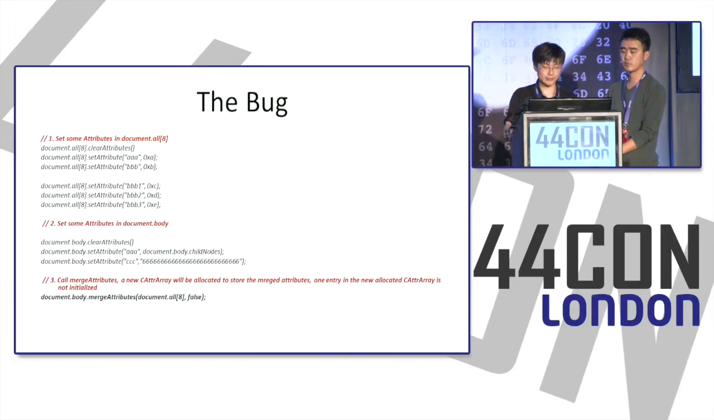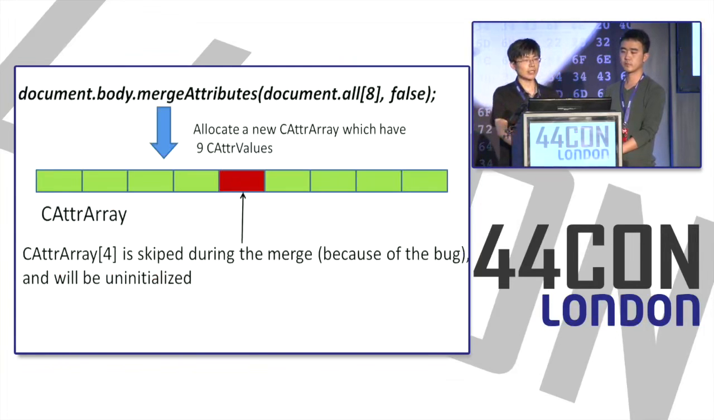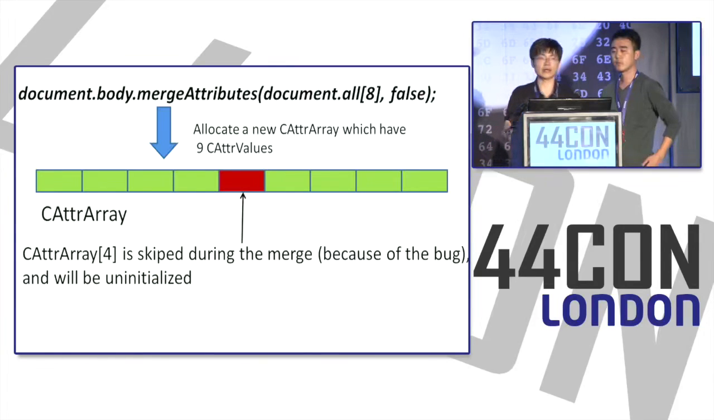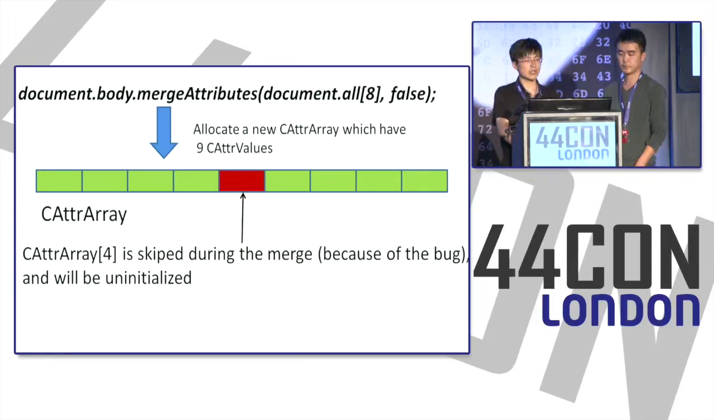So the bug exists in the implementation of the mergeAttributes API. You can see in our POC, the newly created attribute array has 9 attributes. And the 4th attribute in this array is just skipped during the merge process and left uninitialized. It gives us an uninitialized CAttribute value, which we can access from JavaScript.